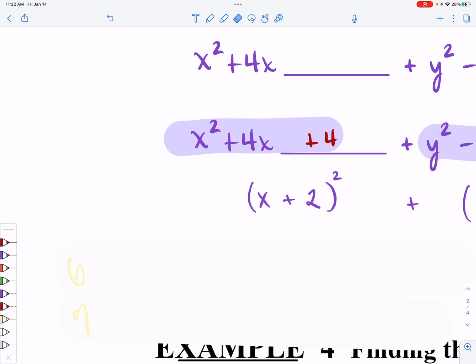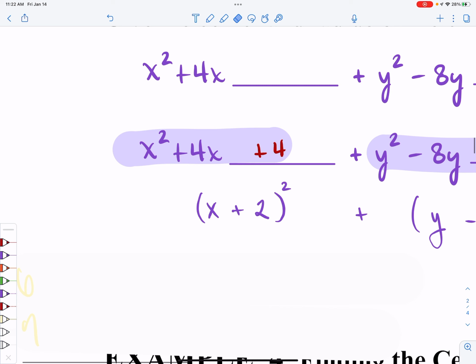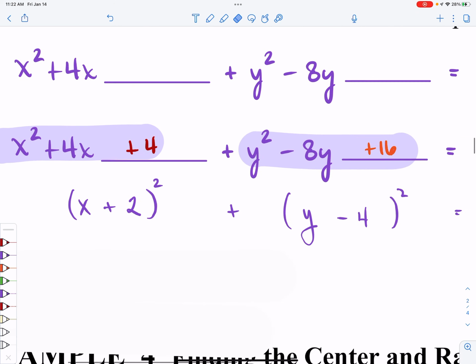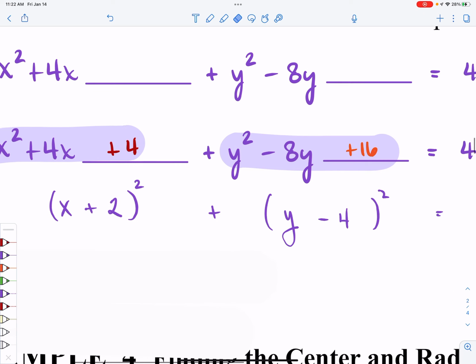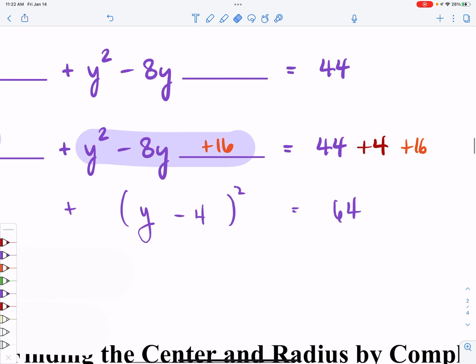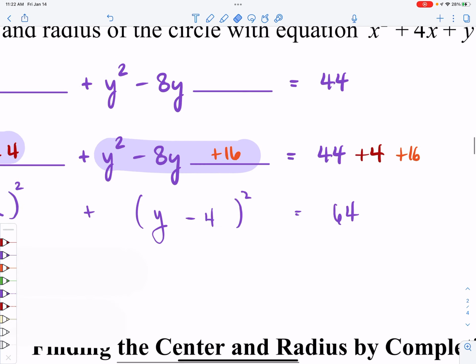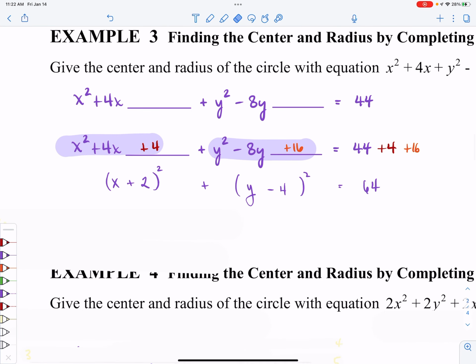So remember that the half of b on my x's was a positive 2. So you'll have an x plus 2 quantity squared. For the y's, remember that the half of b was a negative 4. So that's going to be the rest of my binomial there, y minus 4 quantity squared. And then lastly, combine your like terms over on the right-hand side. Your 44 plus your 4 plus your 16 is going to equal 64.